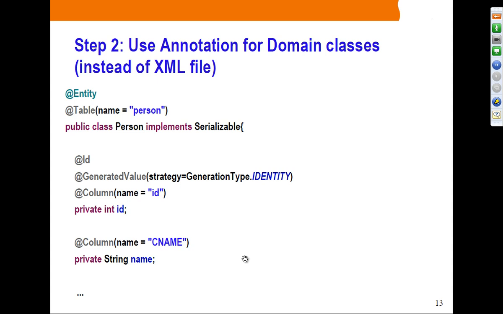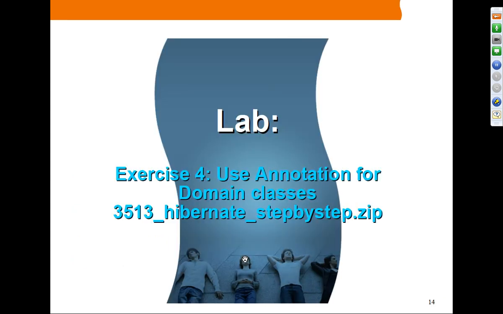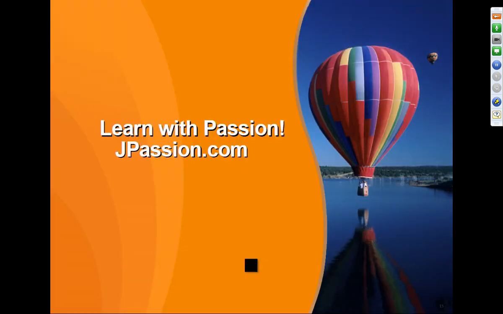Here you are going to use Entity, and this is the name of the table. In this case, we are going to say person, and this is the way that you specify which field is going to play the role of ID, and then the generated value. This is how you generate the primary key value, and this is the column. Whatever you specify in the mapping file will be specified as annotations in the source code. All right, so that's exercise 4, and that's the end of the presentation.